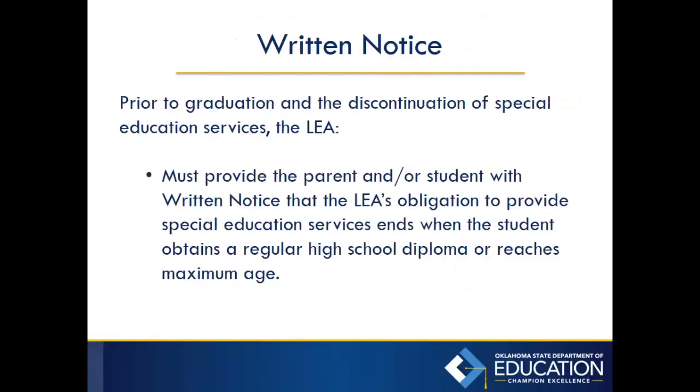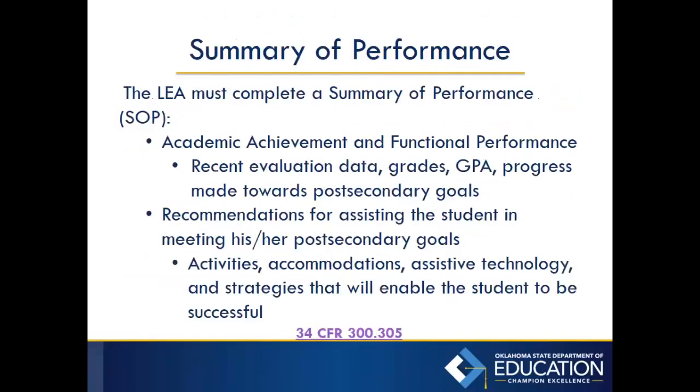However, prior to graduation and the discontinuation of special education services, the LEA must provide the parent and/or the student, because most of our students will be 18 when they graduate, with written notice that the LEA's obligation to provide special education services ends when the student obtains a regular high school diploma or reaches maximum age. The LEA must also complete a summary of performance, also known as SOP.